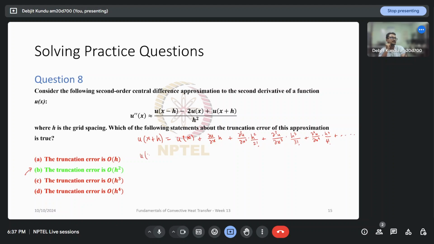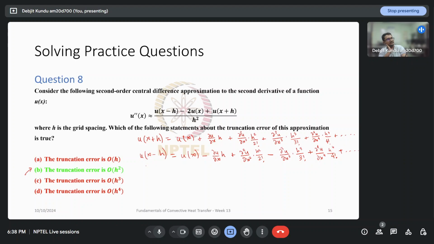Similarly, u(x minus h) can be expanded like this. We can say that it's u(x), but minus dou u dou x into h, plus dou 2u dou x square into h square by 2 factorial, then minus the third derivative into h cube by 3 factorial, again plus. So you can see all the even order terms will have plus, and the odd order terms will have a minus in front of them. This one will be minus, but anyway, I'm writing plus here because there are many terms.